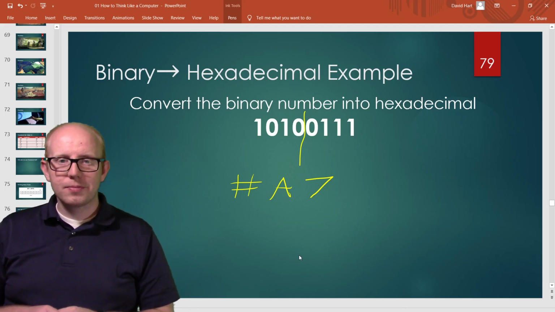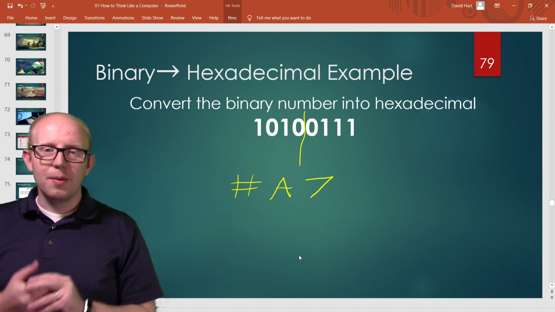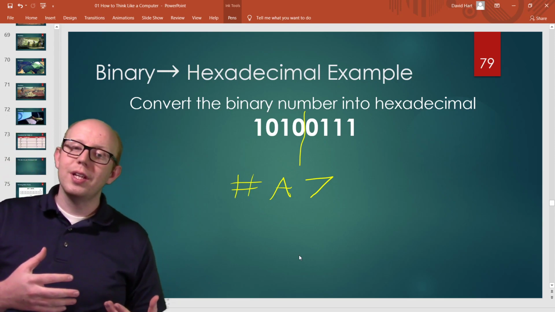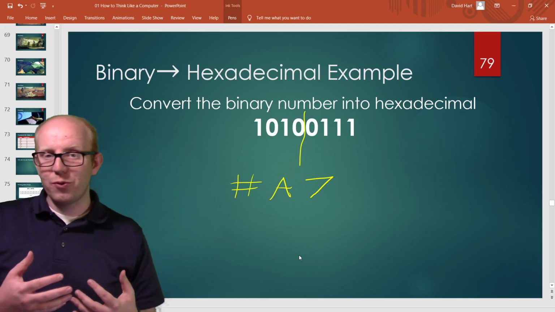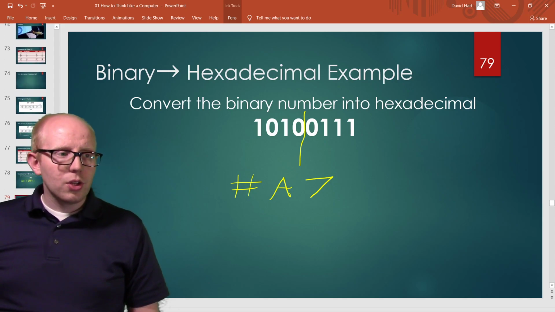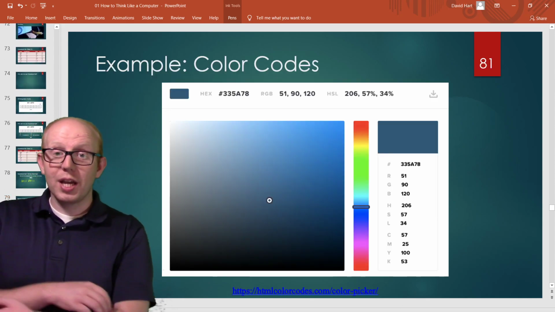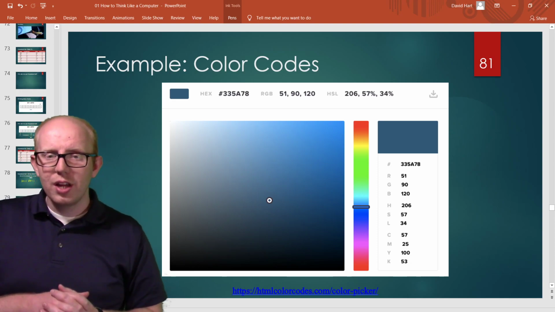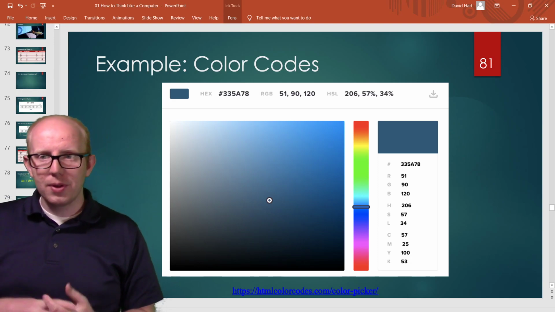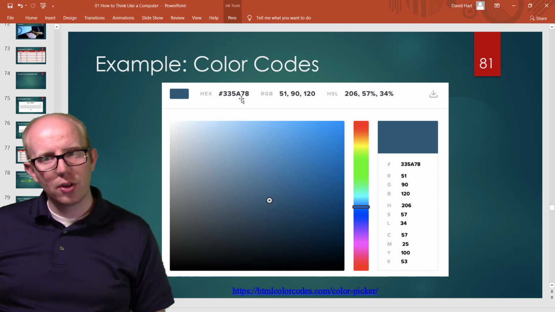Okay? Let me give you one more example of this, and this is what will be on your homework. There's really a useful convention that has come from this, and that's with color codes. If you use a color picker on Photoshop or on a lot of websites, you may want to choose a color. If you look at the top, you'll notice that it's often written in a hex code.